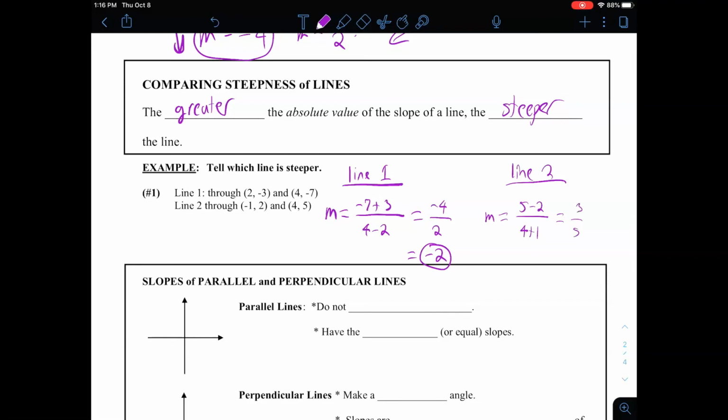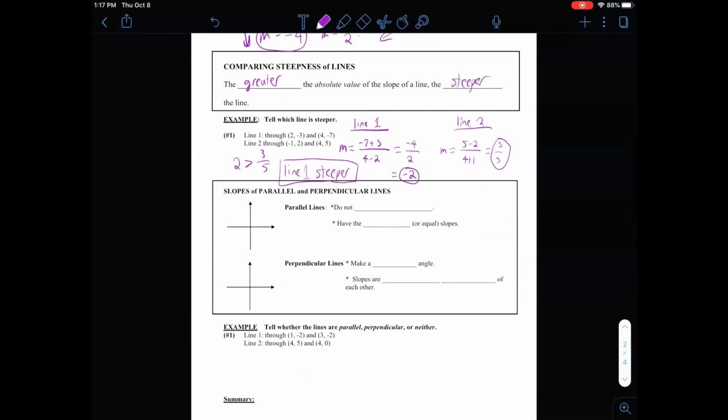So which one's more steep? Negative 2 or 3/5? Well, 2 is greater than 3/5, so that means that line 1 is steeper. Did you get it right? I hope you did. I'm sure you did. Line 1 is going to be a steeper line here. All right, cool.